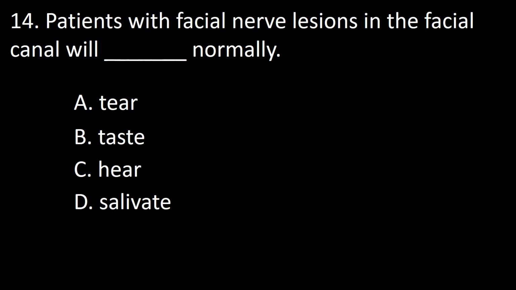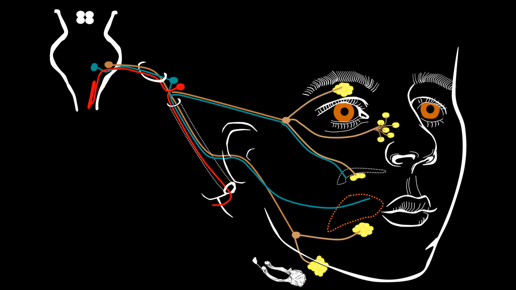Next question. Patients with facial nerve lesion in the facial canal will dash normally. A, tear; B, taste; C, hear; D, salivate. This figure shows all non-striated components of the facial nerve.